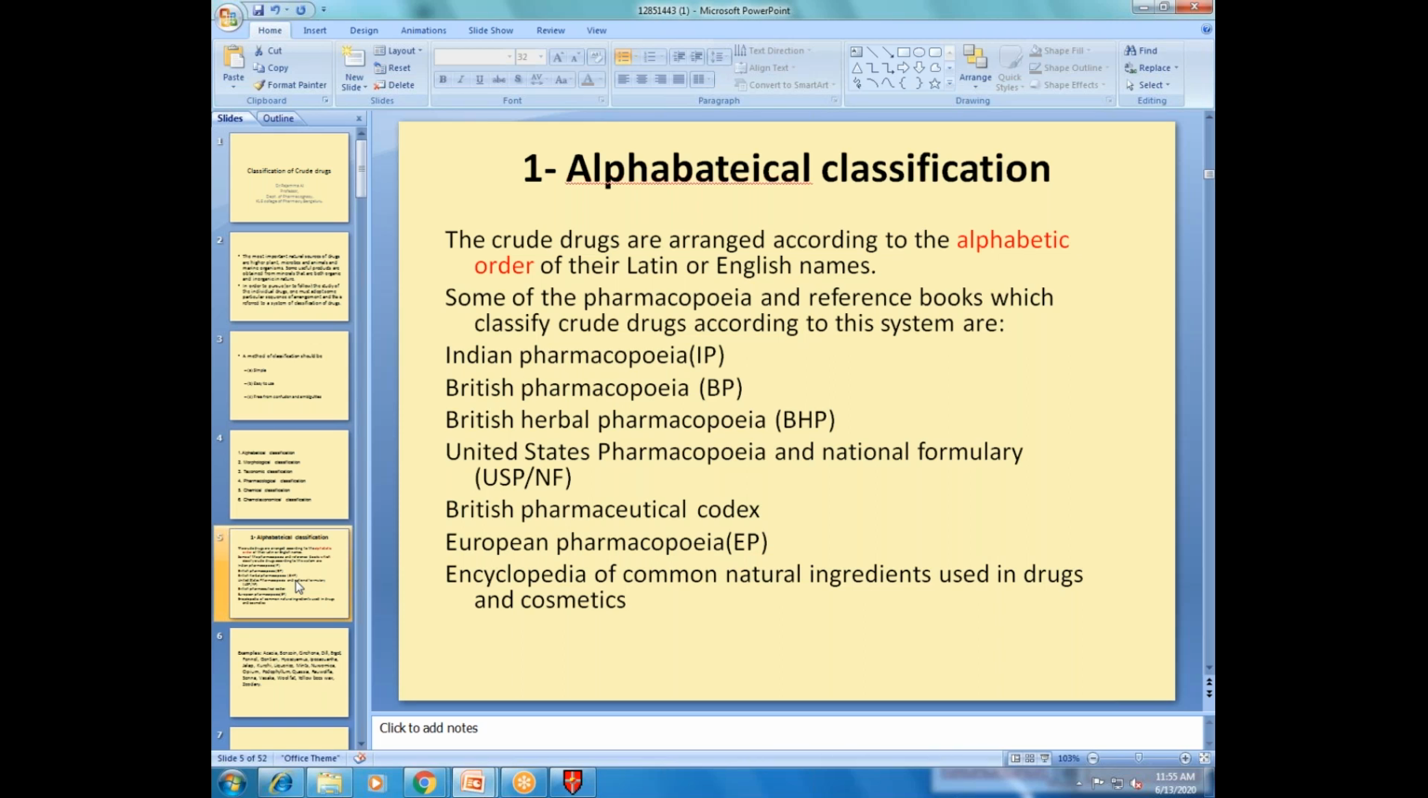Some of the pharmacopoeias and reference books which classify the crude drugs according to this system are Indian Pharmacopoeia, British Pharmacopoeia, British Herbal Pharmacopoeia, United States Pharmacopoeia National Formulary, British Pharmaceutical Codex, European Pharmacopoeia, and Encyclopedia of Common Natural Ingredients used in drugs and cosmetics. These are a few official books which use the alphabetical classification, done according to the alphabetic order of their Latin or English names.